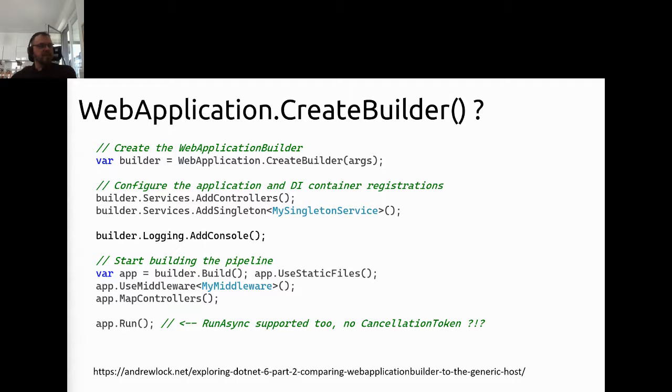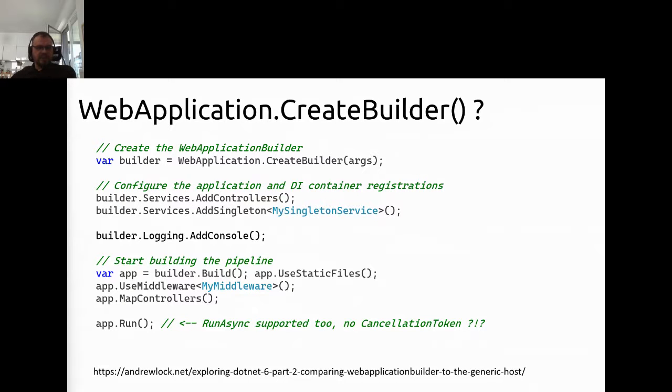Interestingly, the Run method, at least at the time when I was making this presentation, does not contain an async override. So you cannot pass an external cancellation token into it. In some scenarios, you might want to do this, for instance, controlling application startup and shutdown in automated tests. At least that's my personal preference.